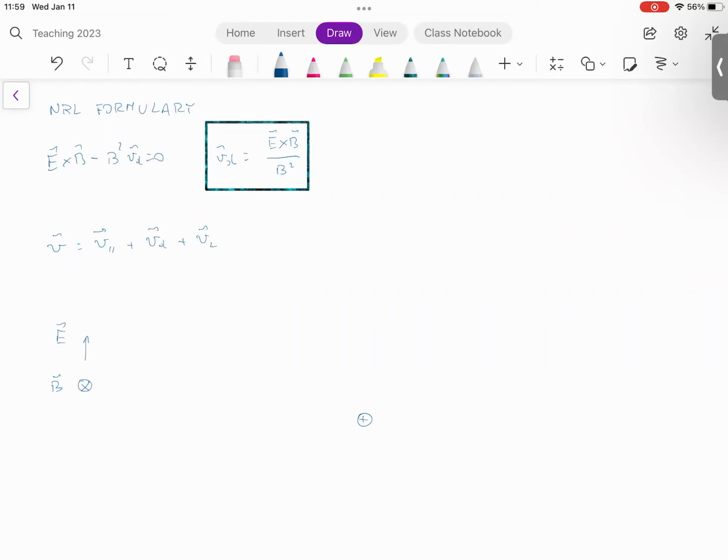Then my ion is going to be moving in a circle. Let's see, a circle I can probably get from here. Something like this. And this is going to be the motion with E equals 0.